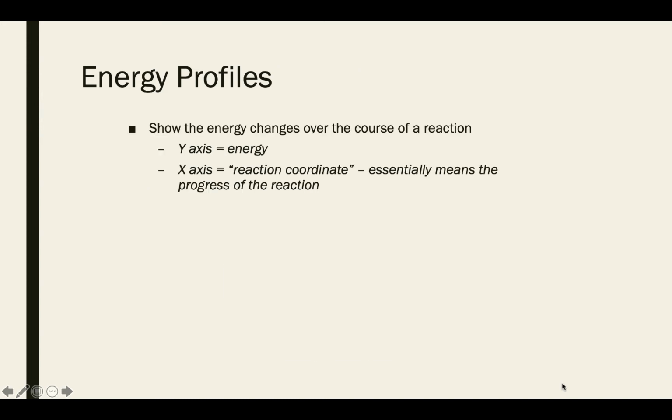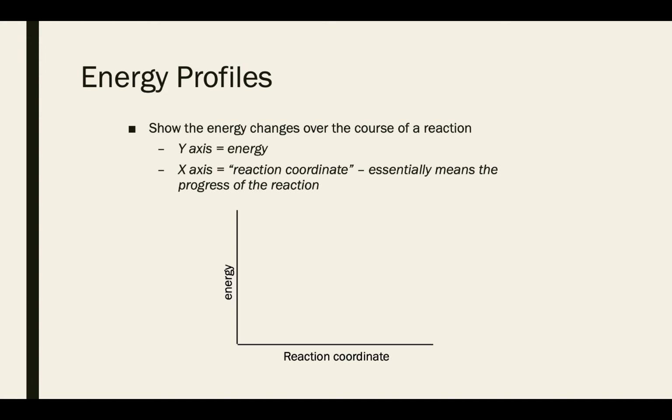An energy profile shows the energy changes over the course of a reaction. You'll see here that the y-axis represents energy, and the x-axis is kind of this weird thing called the reaction coordinate. It basically means the progress of the reaction. Notice there's no values along the x-axis. It's kind of like time, but it doesn't actually follow a particular time unit. You can just think about it as the progress of the reaction from start to finish.